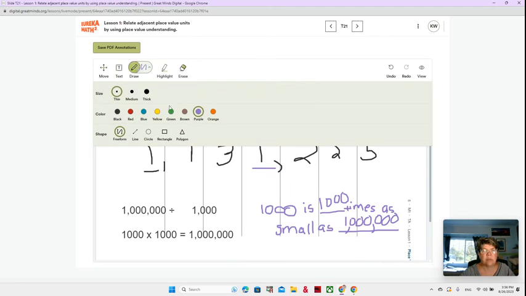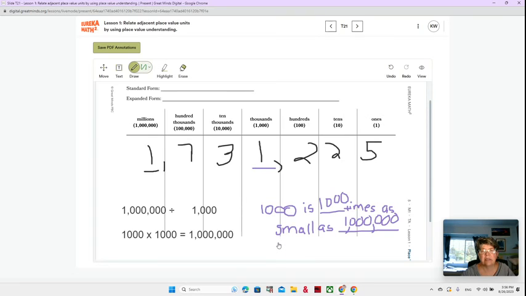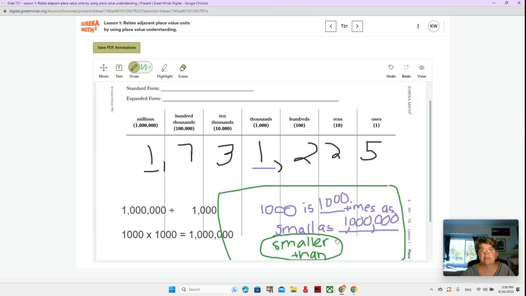I don't know about you, but this language is a little confusing for me. What they're trying to say with "as small as" is that 1,000 is 1,000 times smaller. As small as means smaller than. That would be a good thing to write on the back of page 3 in your notes. When you do your practice set, you'll have questions like "1,000 is blank times as small as," and you can ask what that means again. It means smaller than: 1,000 times smaller than a million. We need to make sure that we understand the math language.